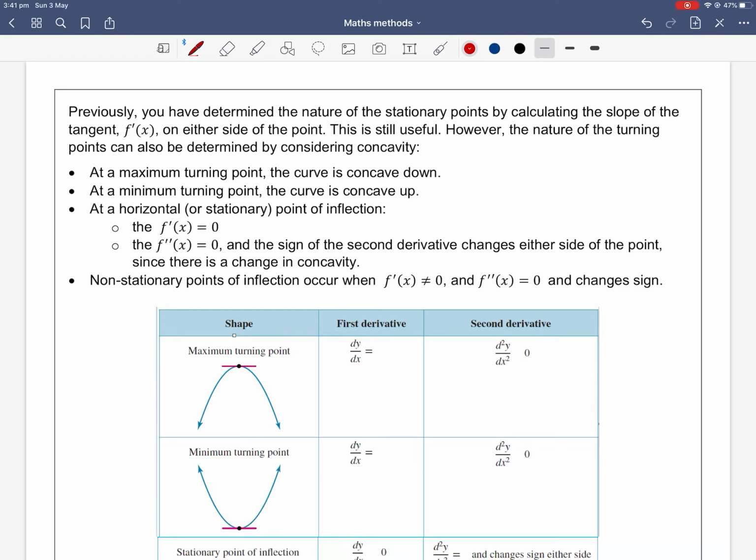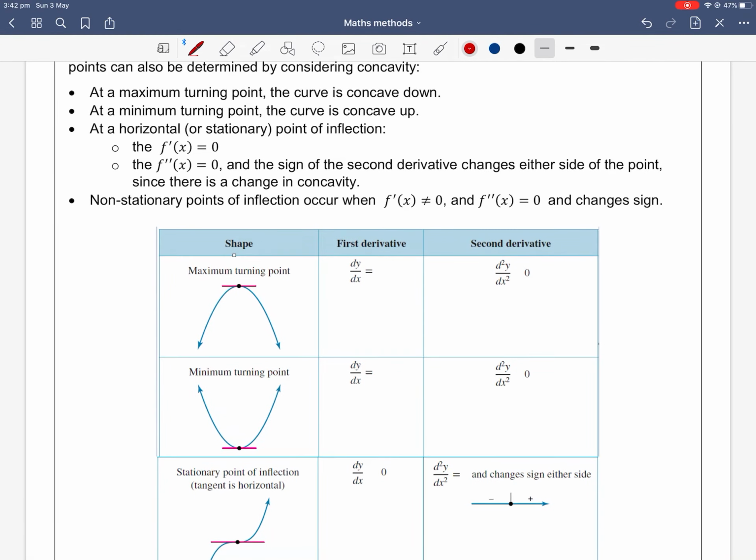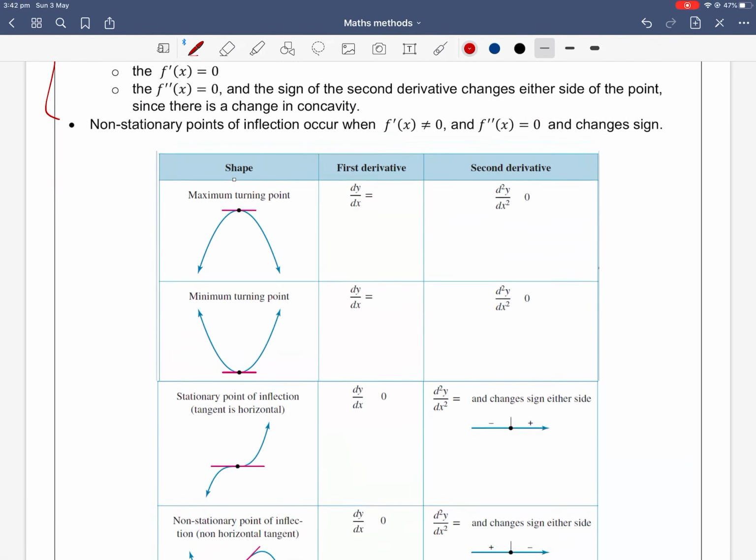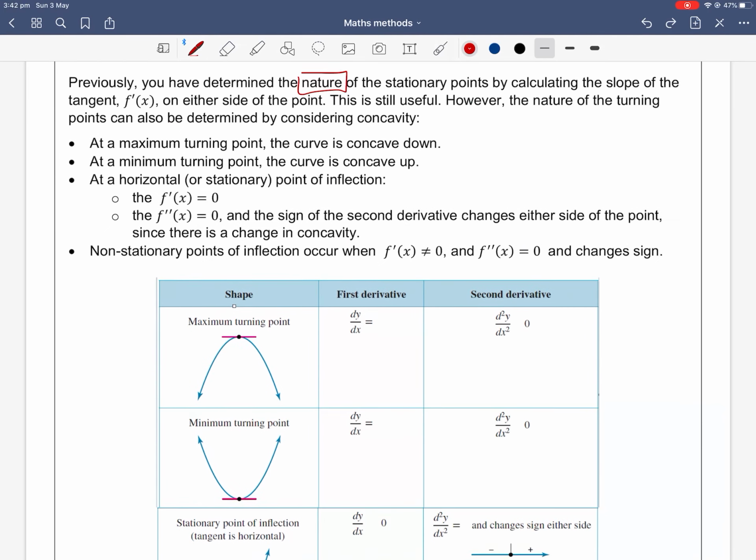When we looked at the stationary points by solving for y dash equals 0, we always had to consider the nature of the stationary points as well, by looking at how the gradient changes to the left and right of that stationary point, or we could use the double derivative to consider that as well. So these 4 dot points are essentially summarized in the table below.